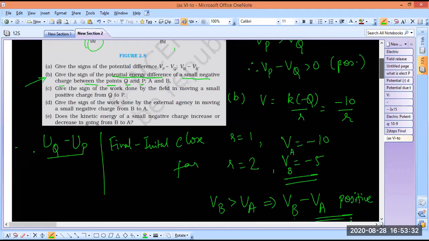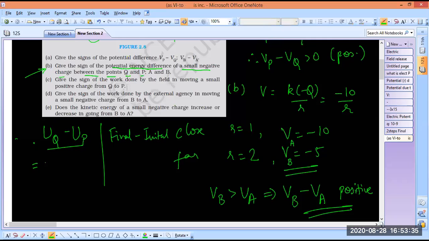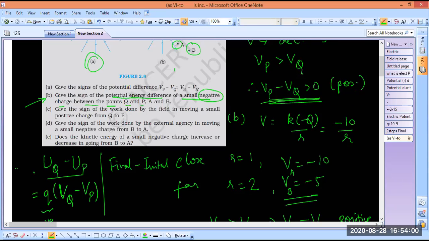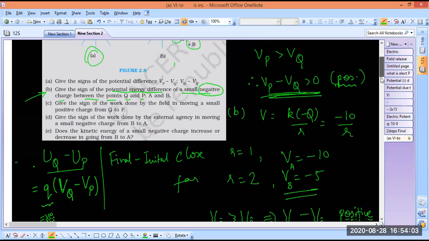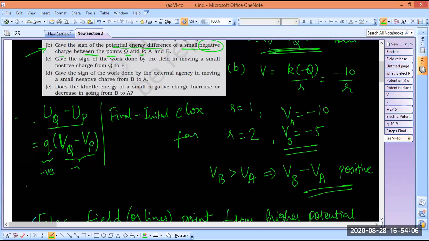Okay, solution has started. Do you agree that this is written equal to q into VQ minus VP? But look at q. q is negative, right? And VQ minus VP, we found that here. Look at this. VP minus VQ is positive. So VQ minus VP is negative. So what will be the final answer? Positive. Clear?